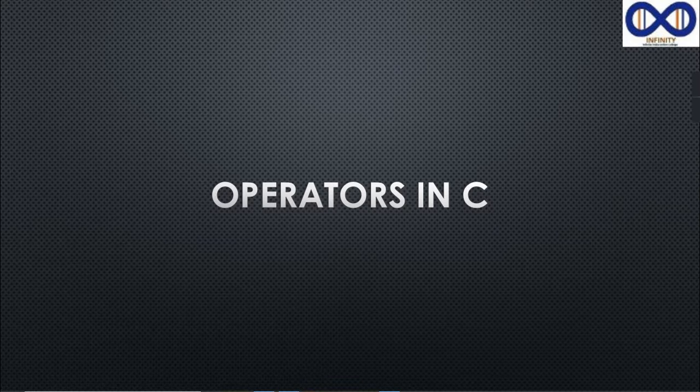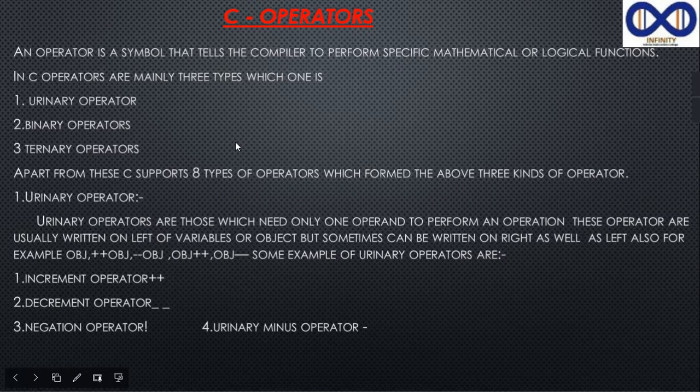So today I am going to discuss in detail about operators in C. An operator is a symbol that tells the compiler to perform a specific mathematical or logical function. The symbol can be greater than, smaller than, percentage, ampersand, hash key. It's a type of symbol, for a mathematical or logical function.